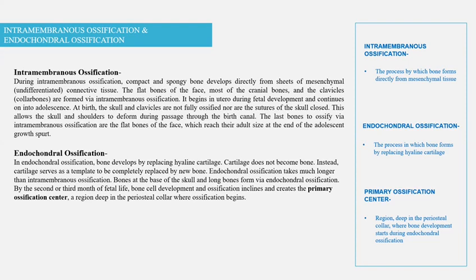Endochondral ossification. Bone develops by replacing hyaline cartilage. Cartilage does not become bone. Instead, cartilage serves as a template to be completely replaced by new bone. Endochondral ossification takes much longer than intramembranous ossification. Bones at the base of the skull and long bones form via endochondral ossification. By the second or third month of fetal life, bone cell development and ossification begin and create the primary ossification center, a region deep in the periosteal collar where ossification begins.